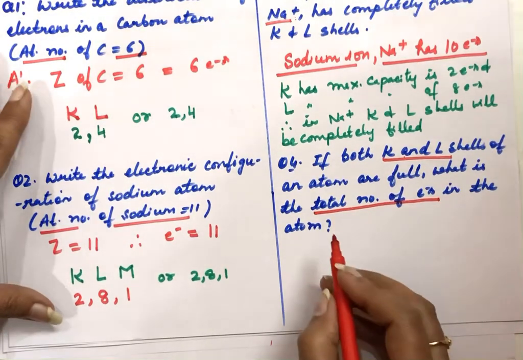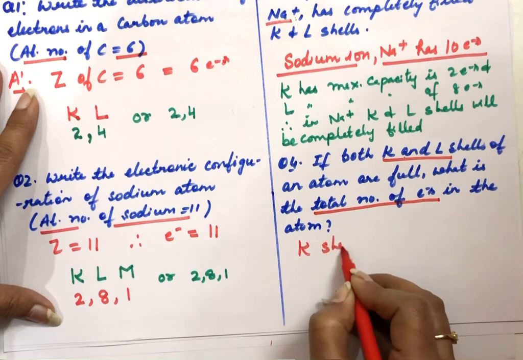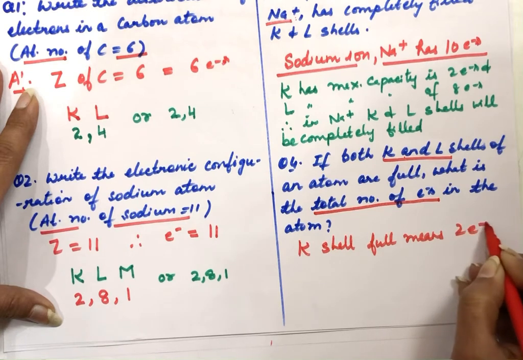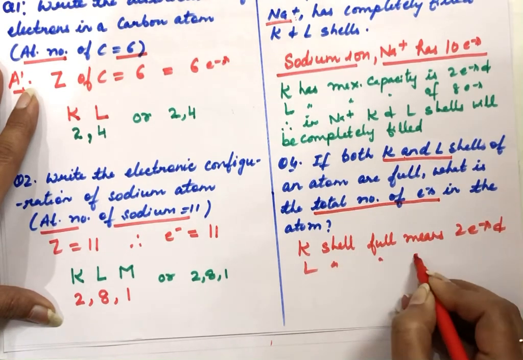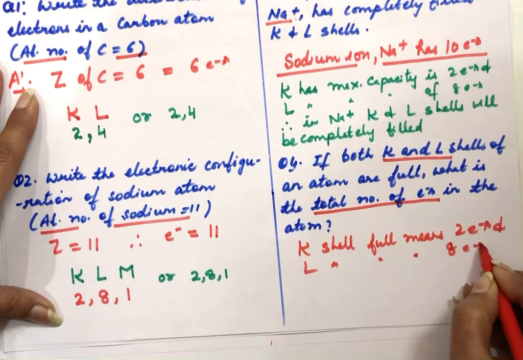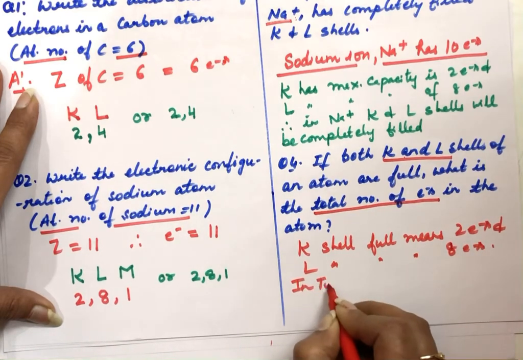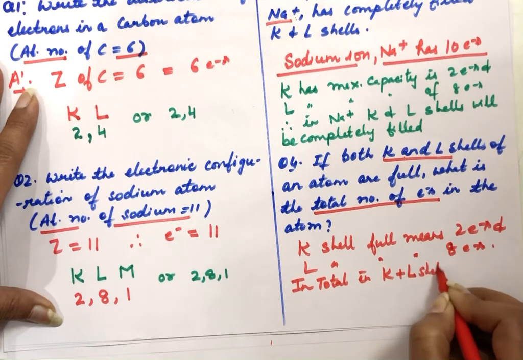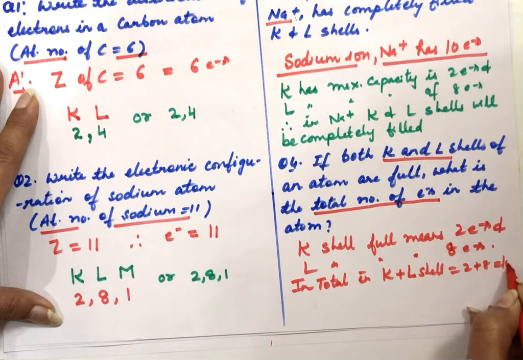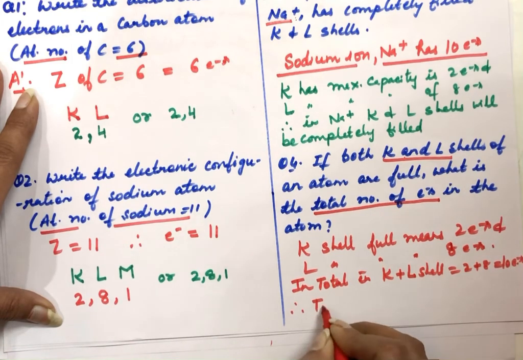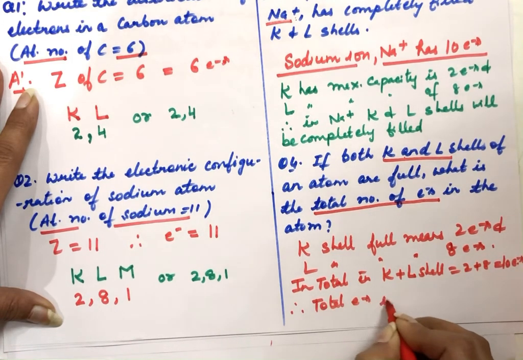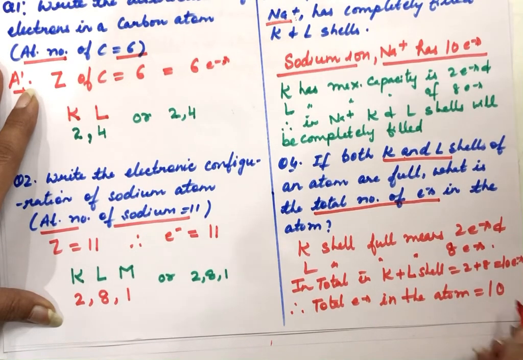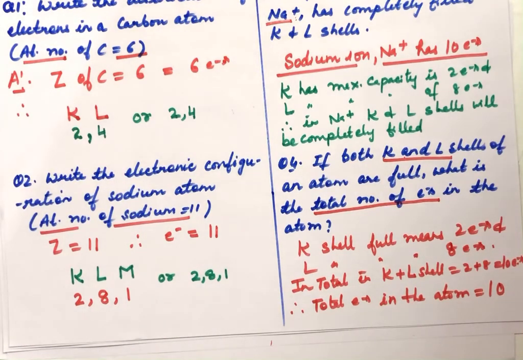That is 10 electrons. K shell full means 2 electrons, and L shell full means there will be 8 electrons. In total, in K plus L shell, electrons are 10. Therefore, total electrons in this atom are equal to 10. So these are questions related to electronic configuration.